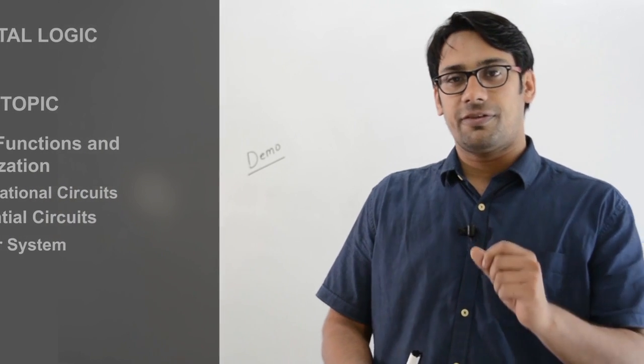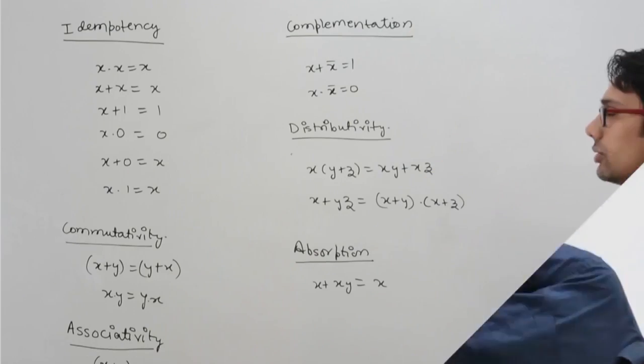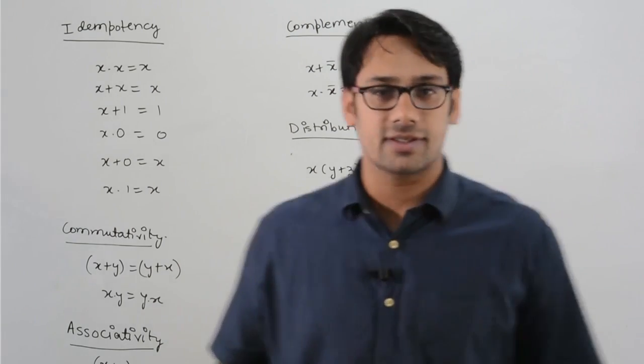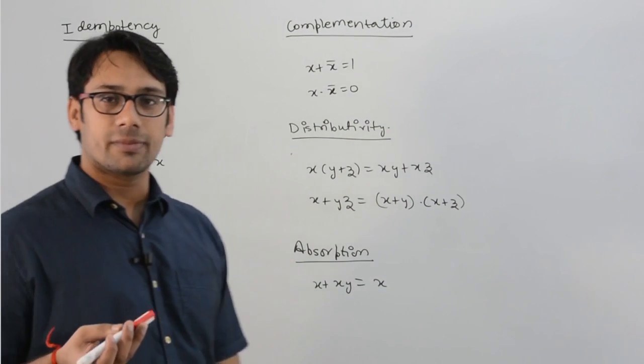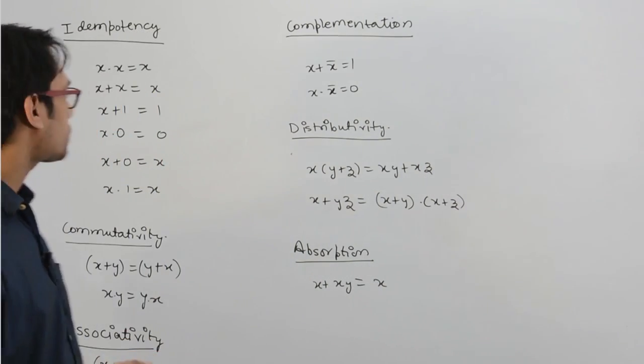First of all, we should discuss the basic properties of switching functions. The first basic property is idempotency. What is idempotency? It says that x dot x is equal to x, and x plus x is equal to x, where x is a Boolean variable. A Boolean variable x can take only two values, 0 or 1.